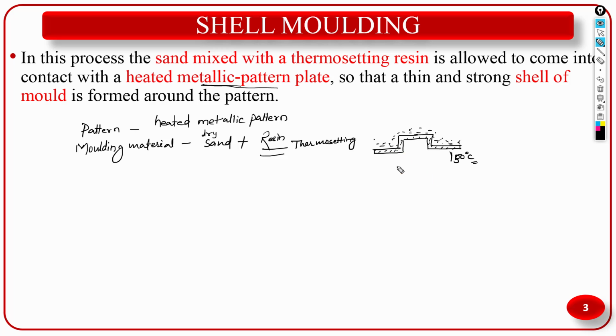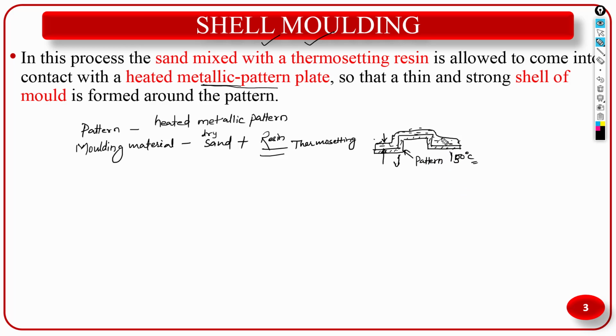After that, this pattern has to be removed. So we will get a hardened mold of this kind. Clear? Now you can pour molten metal in this cavity. So this is what shell mold casting is. Actually, here what is the shell mold? The mold is in the form of a shell. What's the meaning of shell? Shell means the thickness of the mold is very less. You can see the thickness of the mold, how much it is. This is the mold, so the thickness is very less. Clear? This is the pattern.